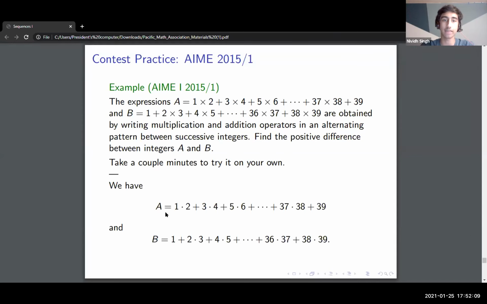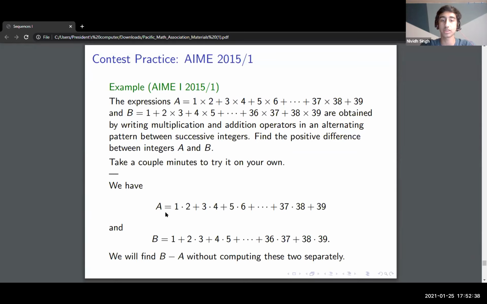So we have that A equals 1 times 2 plus 3 times 4 plus 5 times 6, all the way up to 39. And we have B equals 1 plus 2 times 3 plus 4 times 5, all the way up to 38 times 39. So we will find B minus A without computing these two separately.